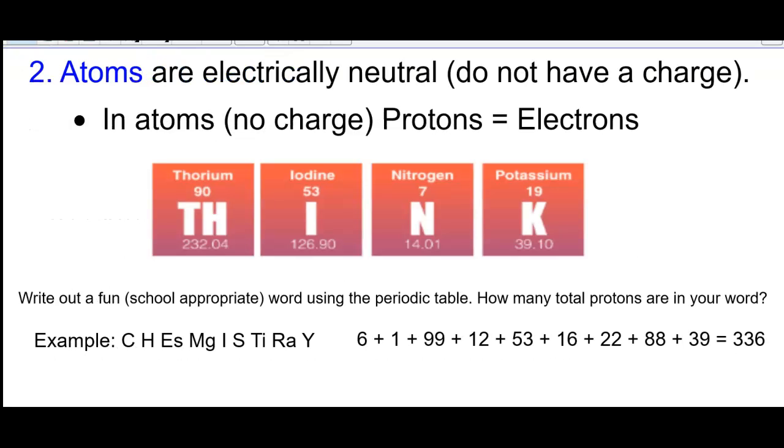Atoms are electrically neutral. They do not have a charge. In atoms, no charge, protons equal the electrons. So if it's an atom, then its protons will equal its electrons.